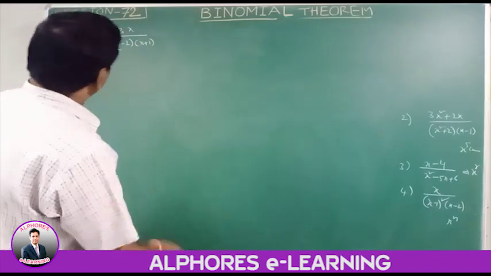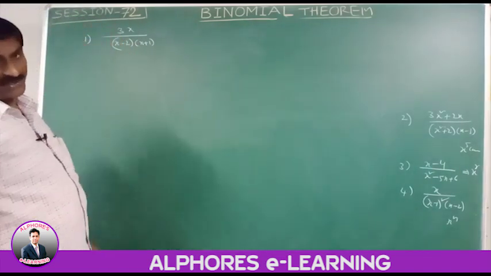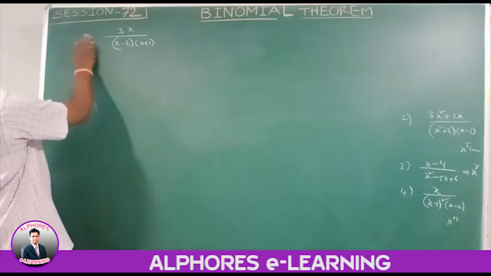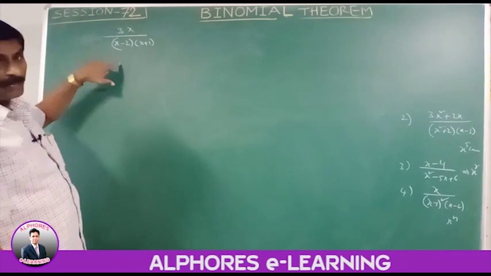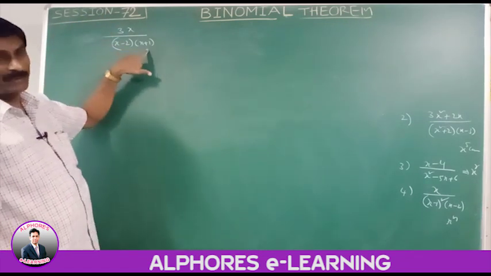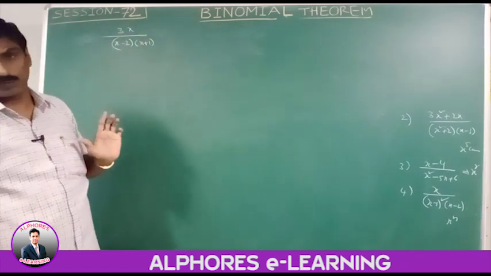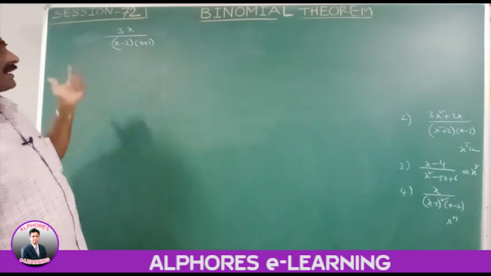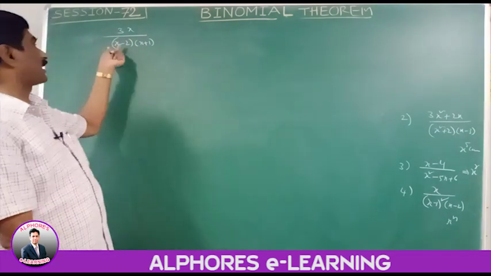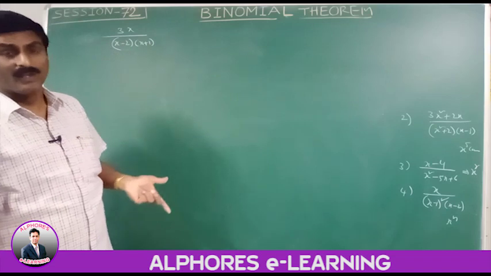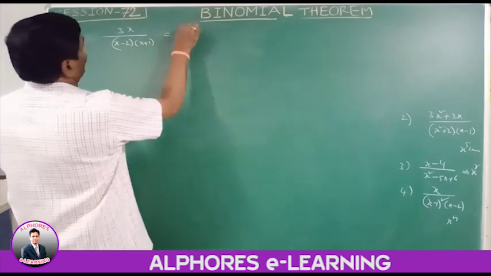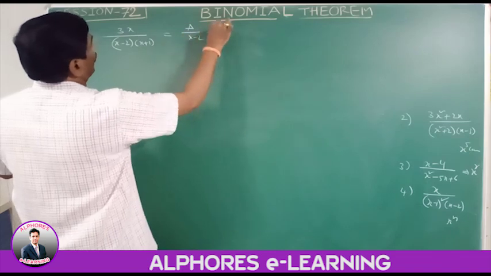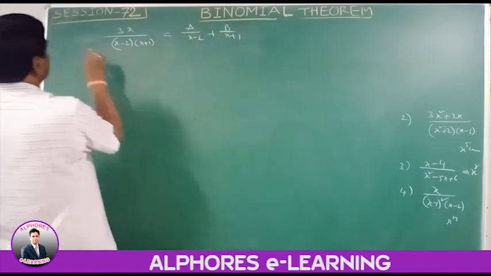First, we reduce this expression into partial fractions. Is it proper or improper? Please observe that point. For 3x by (x minus 2)(x plus 1), the numerator degree is 1 and the denominator degree is 2, so it is proper. The denominator contains non-repeated linear factors; both are linear. So it is type 1. What are the partial fractions? A by (x minus 2) plus B by (x plus 1).